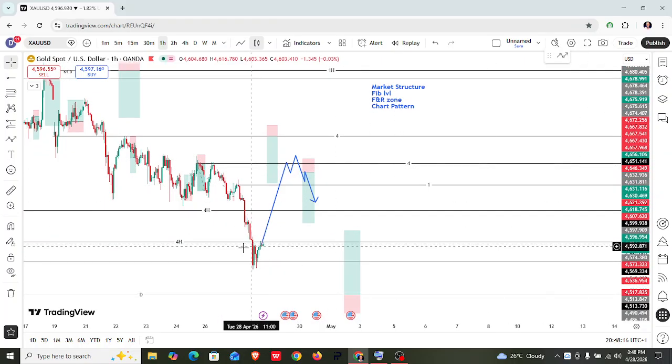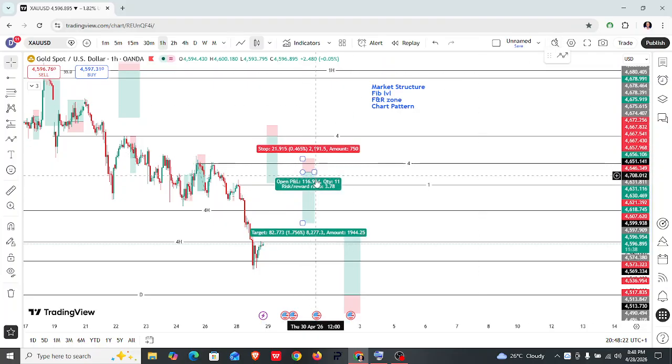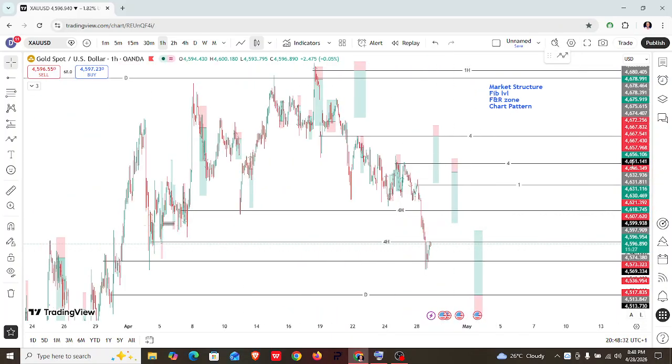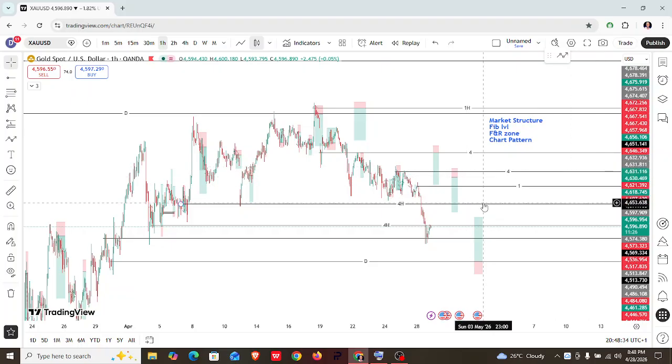But right now, market is still tanking. It's still tanking. We wait for a pullback or price coming to my zone before I buy. But for now, I don't think I'm going to buy from here. So that's all for today.